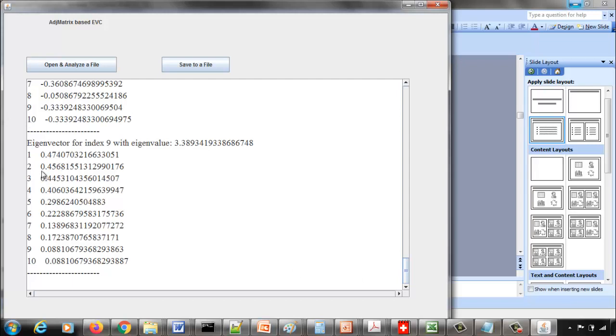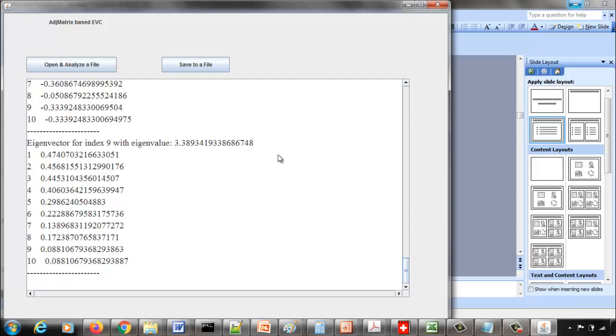Now the entries in the eigenvector for the principal eigenvalue actually are the eigenvector centrality values. So the eigenvector is called the principal eigenvector corresponding to the principal eigenvalue, and the entries in the principal eigenvector actually correspond to the eigenvector centrality of the vertices. Okay. So 0.474 is the eigenvector centrality for vertex 1, 0.4568 is for vertex 2, and so on.